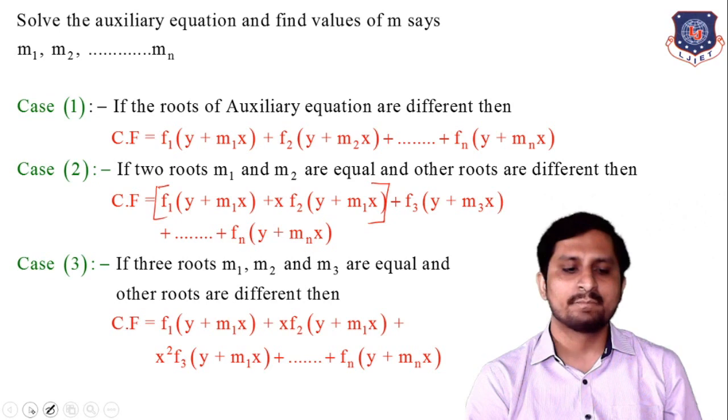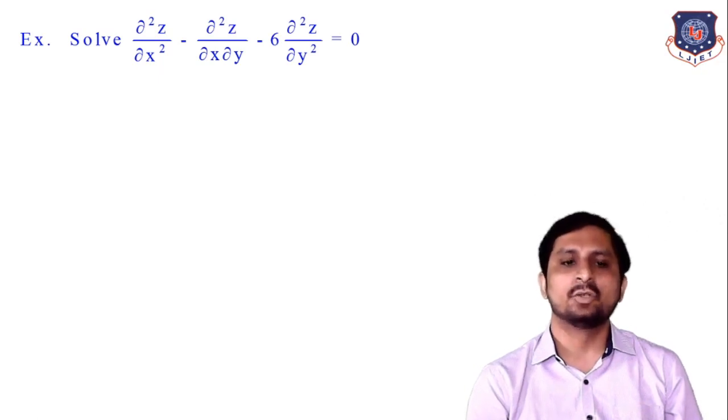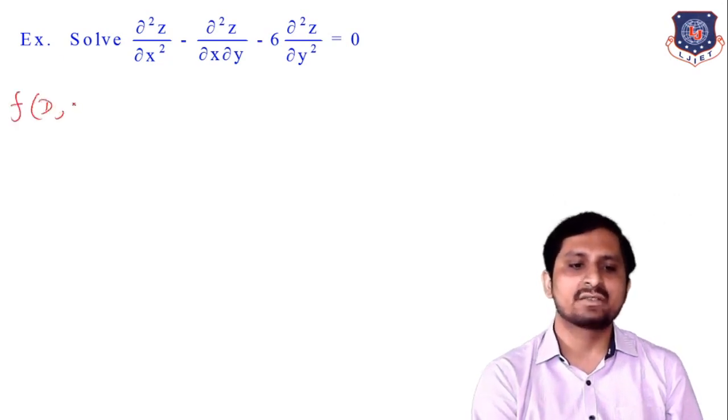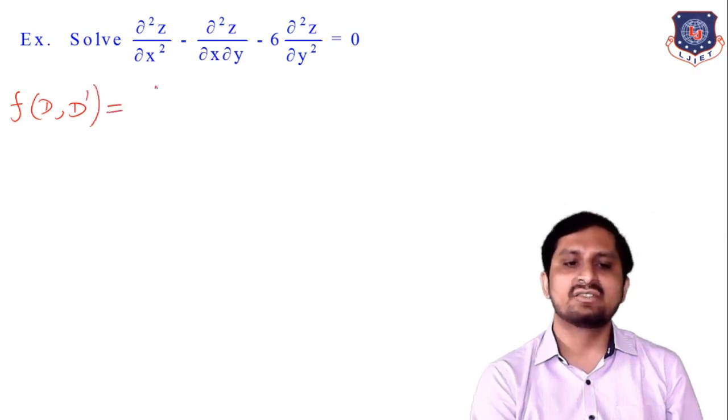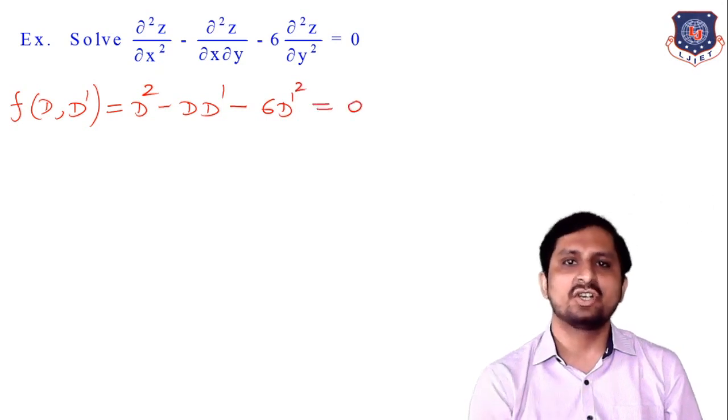If you remember, we solved our first example, del square z by del x square equal to z, in our last lecture. So let's solve the next example: del square z by del x square minus del square z by del x del y minus 6 del square z by del y square is equal to 0. If you want to write the equation of f of D, D dash, del square z by del x square is D square. Del square z by del x del y is D into D dash, and minus 6 del square z by del y square is D dash square, equal to 0. So this is the equation of D and D dash.